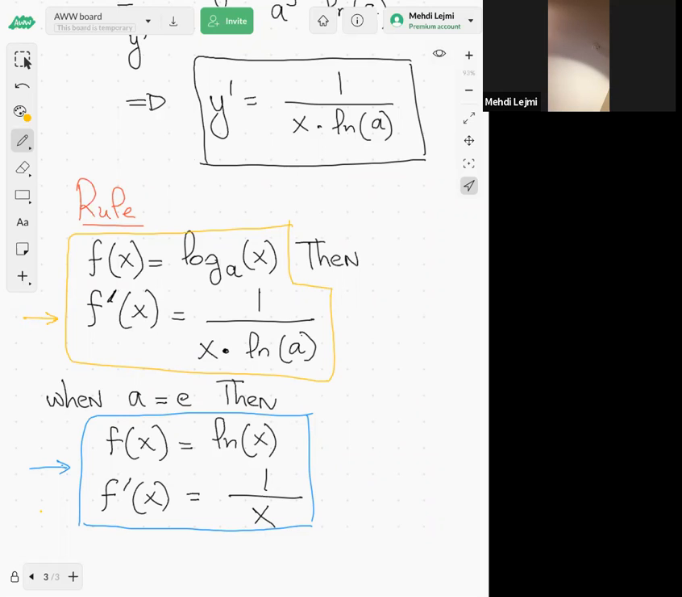Compared to the exponential, remember, the derivative of exponential of x is exponential of x, right? So for the exponential, the function is the same as the derivative. But for natural log of x, the derivative is kind of different. It's actually 1 over x, a completely different function, right? All right, so that's the rule we're going to apply in the coming examples.